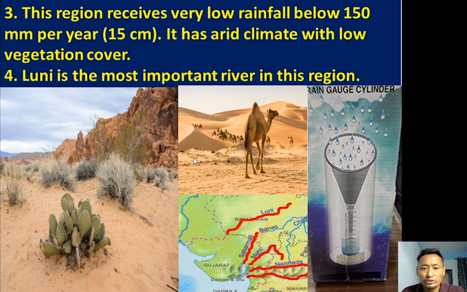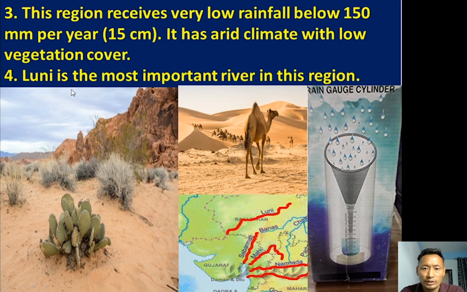Since the Great Indian Desert receives a very low amount of rainfall, it experiences an arid type of climate, that means a low rainfall region. Because of that, we have low vegetation. Mostly thorny bushes are found in the Great Indian Desert.